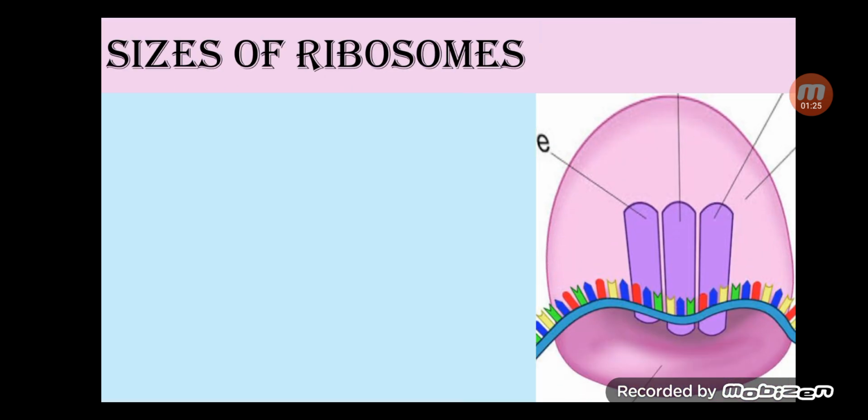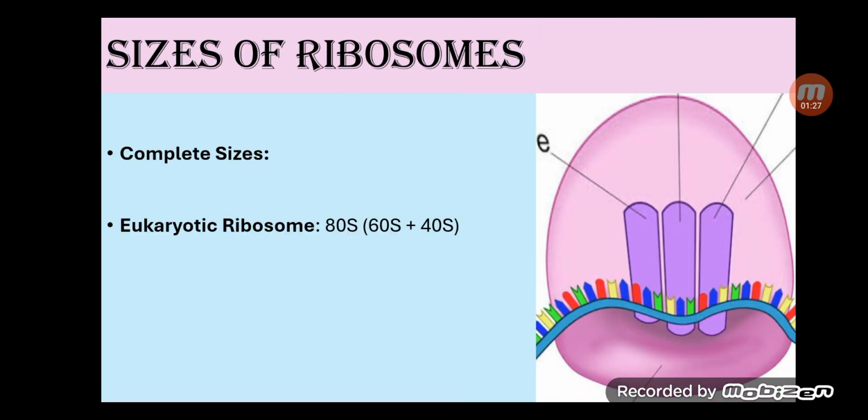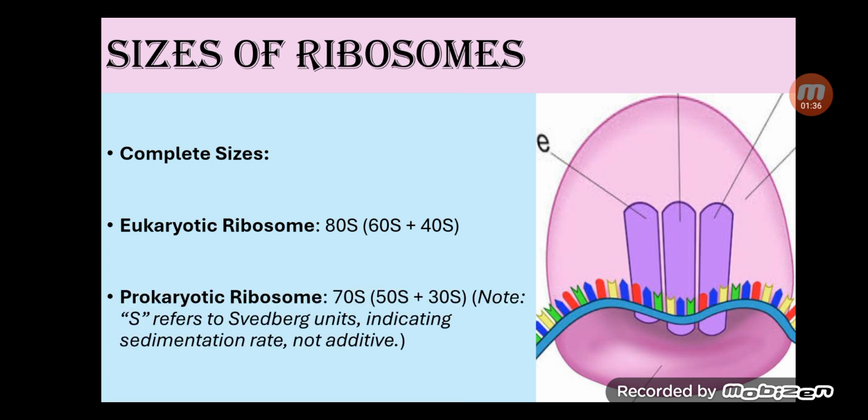Now let's talk about size of ribosomes. Ribosomes' complete sizes are: the eukaryotic ribosome is 80S, that is made up of a 60S larger subunit and a 40S smaller subunit. And the prokaryotic ribosome is 70S in size, that is 50S for the large subunit and 30S for the small subunit.